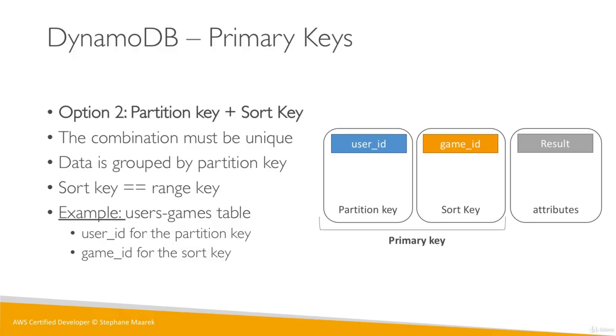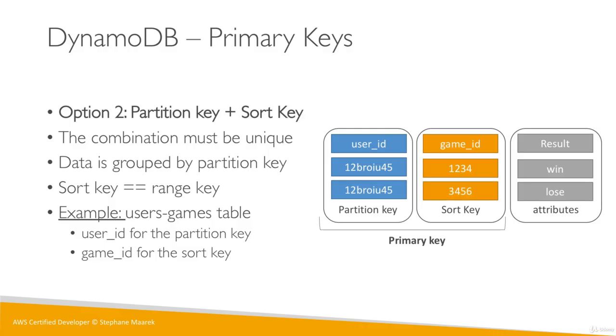In terms of attributes, we can still have, for example, the result of the game. If we take our first row, we have our first user playing a game ID 1234, and it wins. And maybe the same user, you see the partition key is the same, plays another game, and maybe this time it loses the game. As we can see here, the partition key is going to be shared, duplicate, but the sort key is going to be different. And so the combination of partition key and sort key is going to be unique.